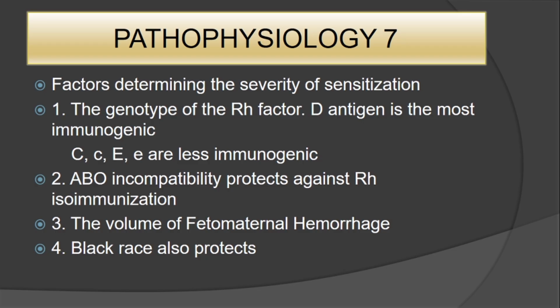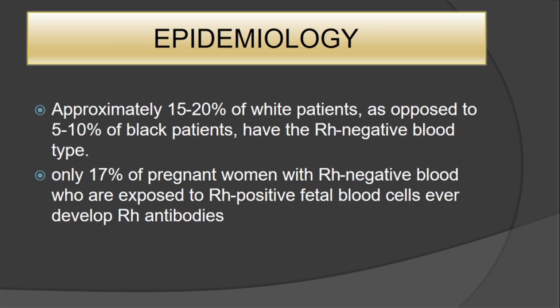If the volume of the hemorrhage is small, the mother may not be sensitized. And epidemiologically, black race has also been found to protect against Rhesus isoimmunization. Now we're going to quickly talk about the epidemiology.